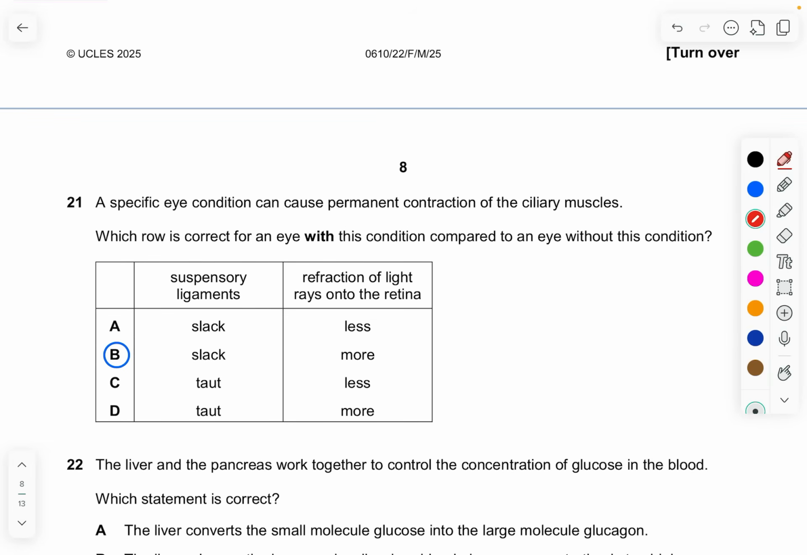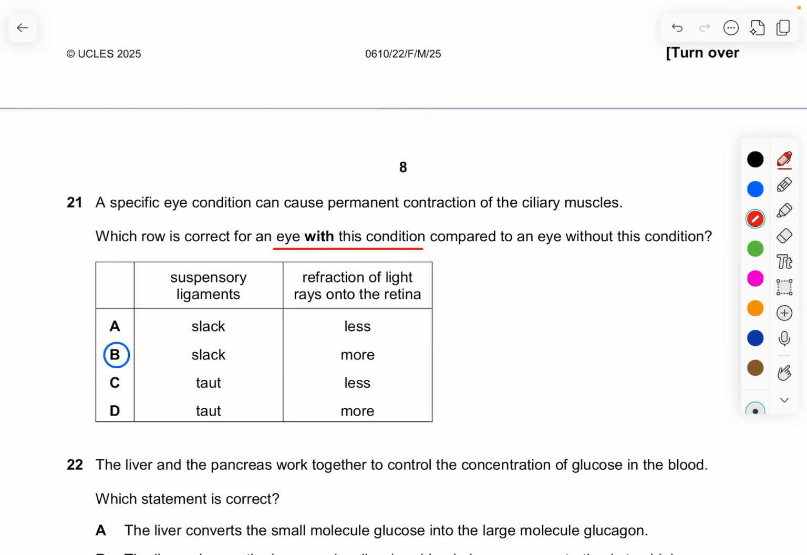Question 21. A specific eye condition can cause permanent contraction of the ciliary muscles. Which row is correct for an eye with this condition compared to an eye without this condition? This is generally something that you have to remember, which is actually causing permanent contraction of the ciliary muscles.